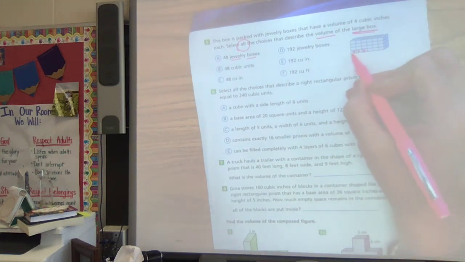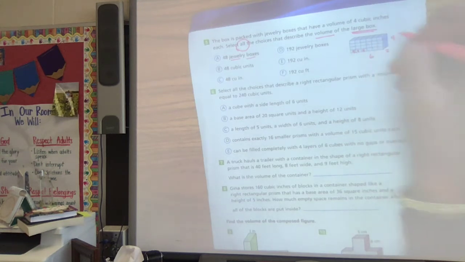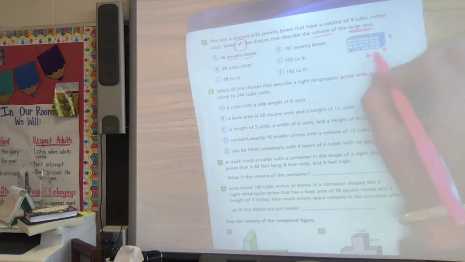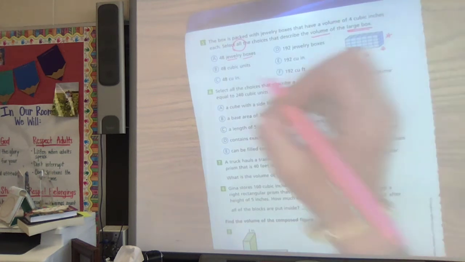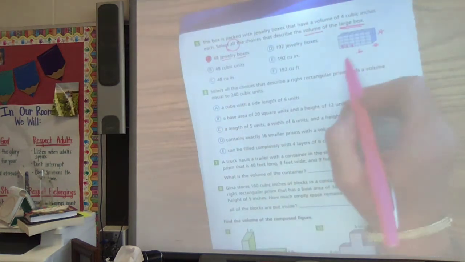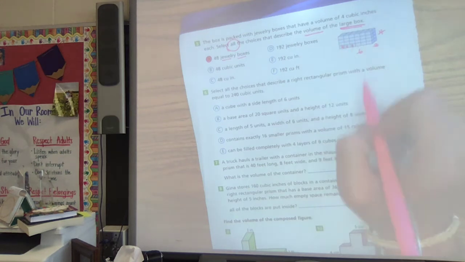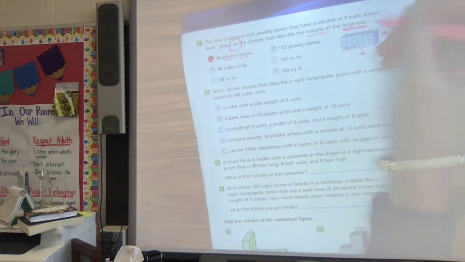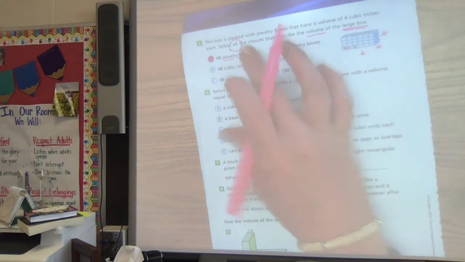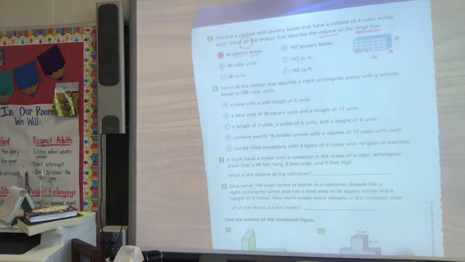I've got 1, 2, 3, 4, 5, 6 long, 2 wide, 4 high. I know 6 times 2 is 12, and I know 12 times 4 is 48. So there are 48 jewelry boxes. So that is one answer. There is one more correct answer in here. So there's one more correct answer. Do your best to figure that one out.